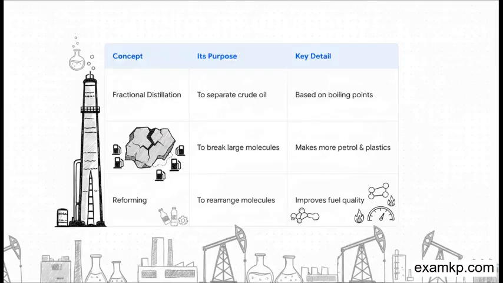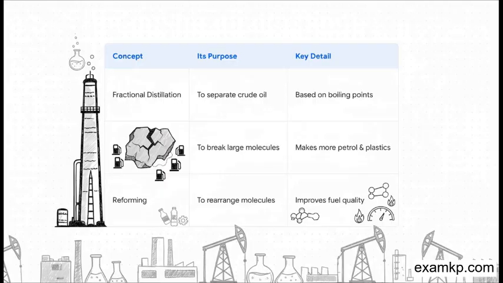Okay, here it is. Your final revision cheat sheet. Just 3 key processes to remember. 1. Fractional distillation. What does it do? It separates based on boiling points. 2. Cracking. What does it do? It breaks big molecules into smaller, more useful ones. 3. Reforming. What does it do? It rearranges molecules to improve the quality of fuel. Separates, breaks, rearranges. Seriously, go ahead and screenshot this slide right now. It's perfect for your last-minute revision.